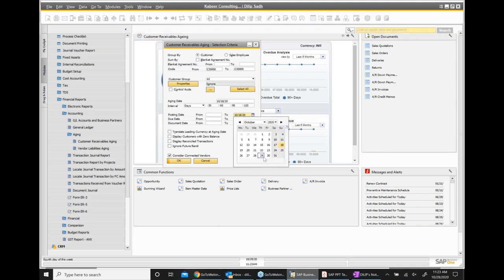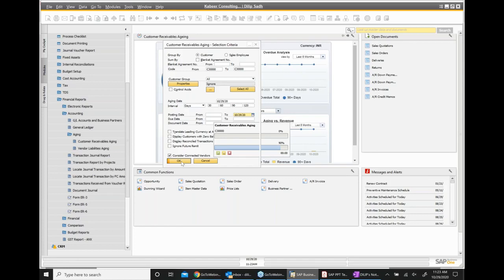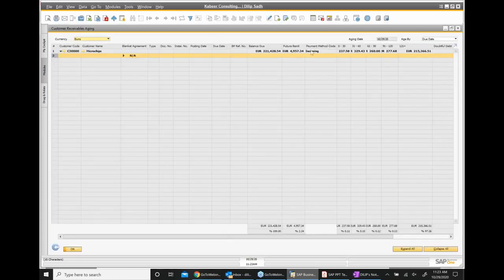So now for this customer, right click. For this customer microchips, this is my balance due. This is incoming. In 1 to 30 days, this is the amount. For 30 to 60 days, this is the amount. 61 to 90 days, this is the amount. 90 to 120 days, this is the amount. 120 days, this is the amount. So these are the different brackets.